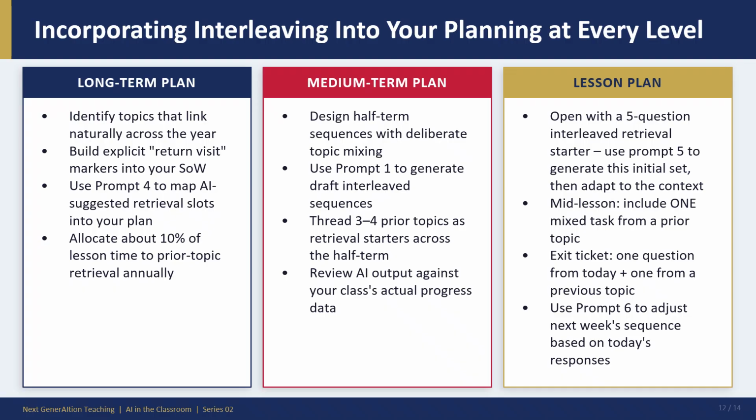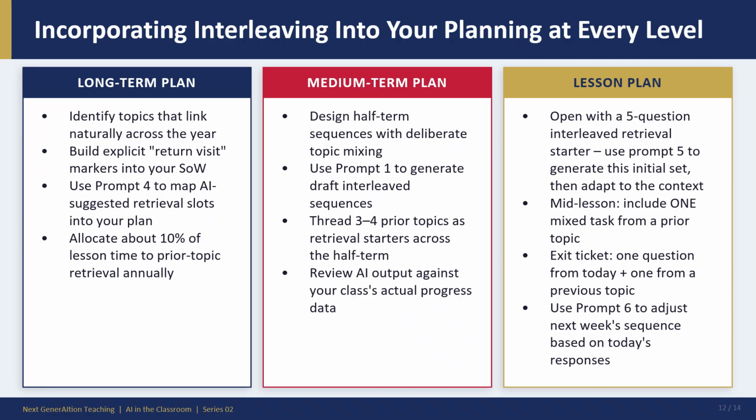So let's zoom out and think about where interleaving and AI-assisted planning sits at each level of your professional practice. At long-term planning level, identify which topics link naturally across the year and build explicit return visit markers into your scheme of work. Use Prompt 4 to map AI-suggested retrieval moments into your existing annual plan. As a practical starting point, aim for around 10% of lesson time dedicated to prior topic retrieval across the year. Small contributions that compound significantly over time.